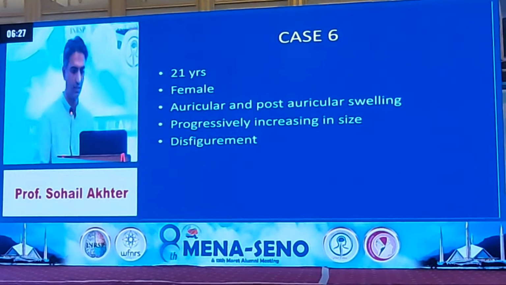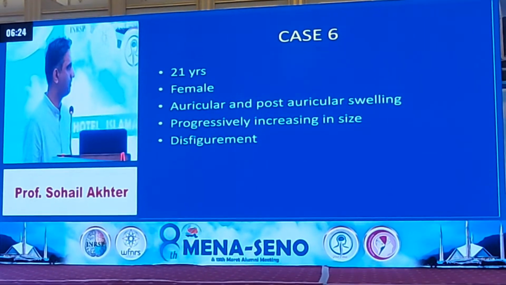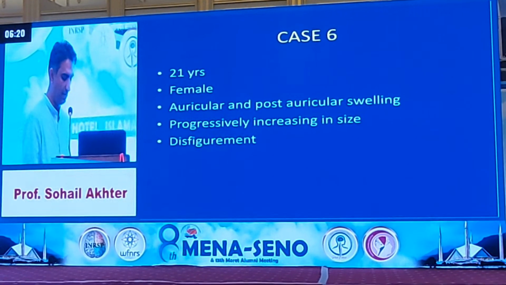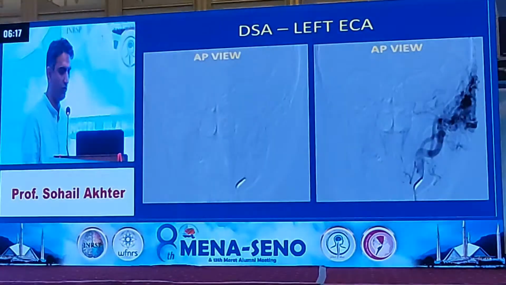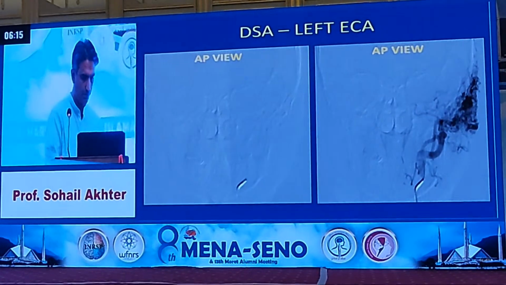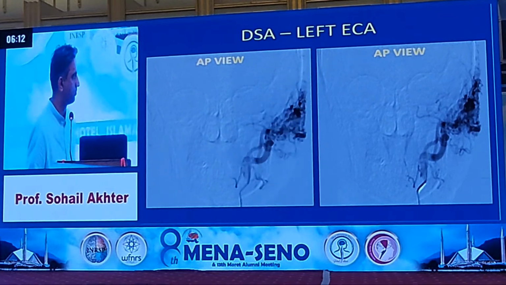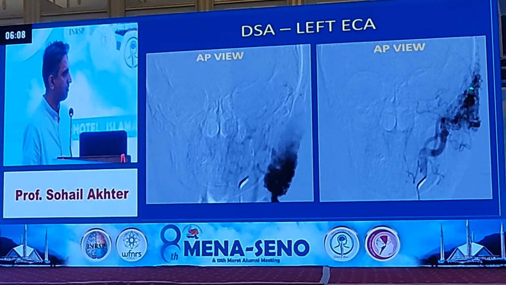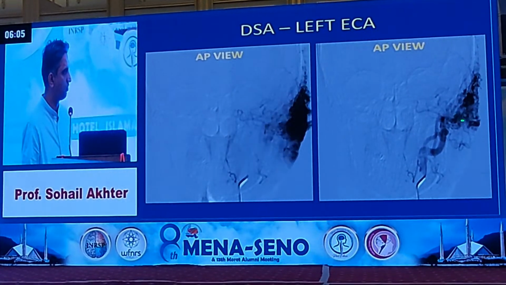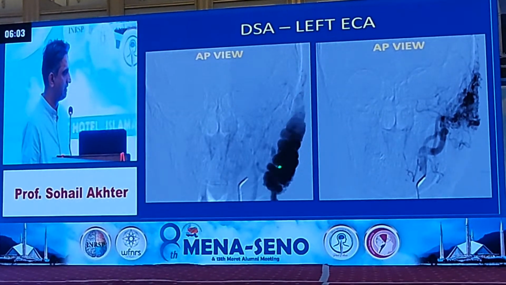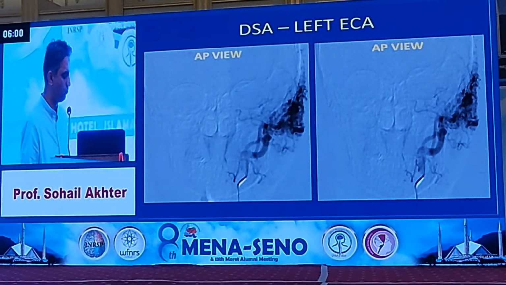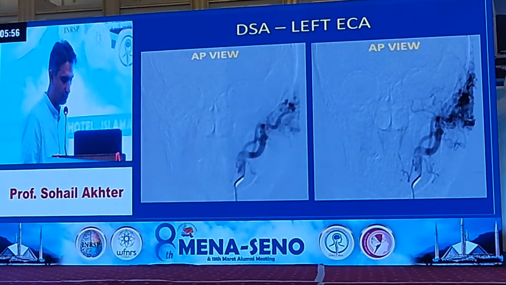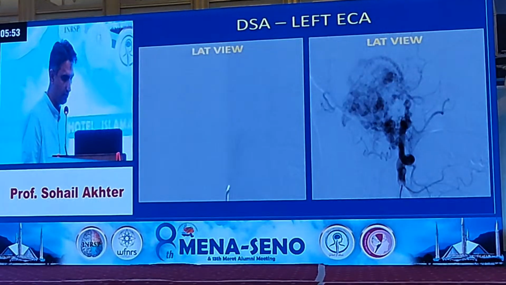Now coming to case number 6, a 21-year-old female patient, again with auricular and posterior auricular swelling, which is progressively increasing in size, and it's a source of disfigurement in a young female. So the DSA clearly demonstrates how the multiple feeders are reaching the auricular and posterior auricular region and drained by a large ectatic dilated tortuous vein going downwards. So it's a big swelling on her face as well as neck because of these ectatic venous pouches.